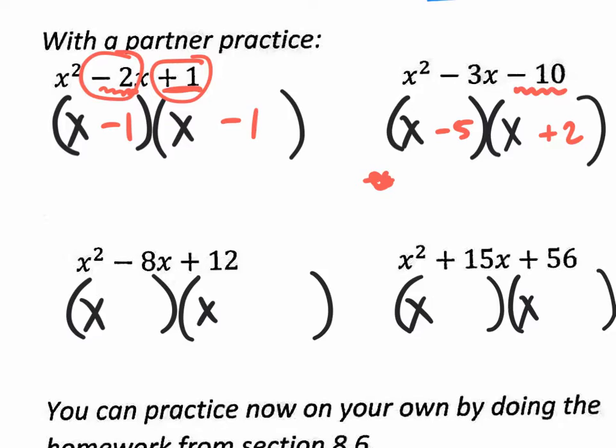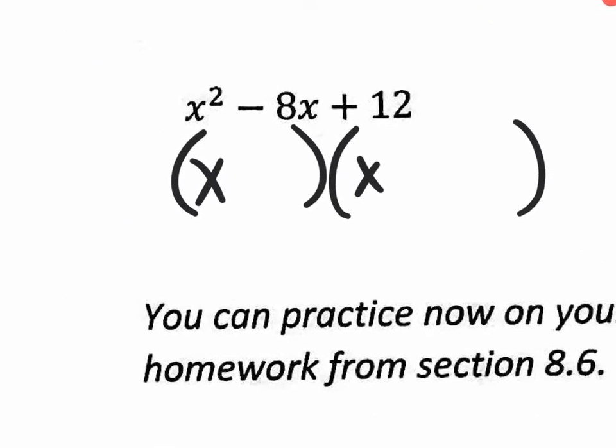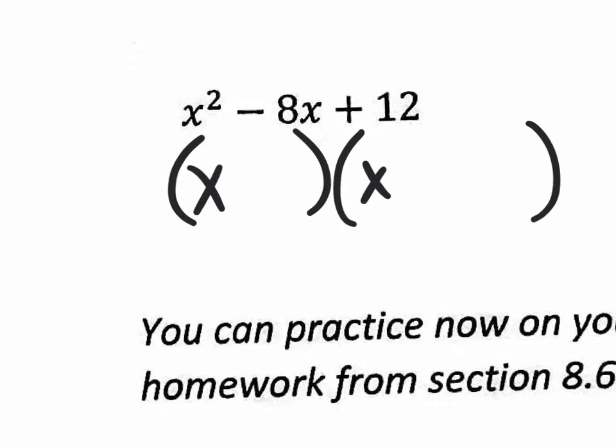Now, this next one, what times what is positive 12 that if I add together is negative 8? Negative 2 times negative 6 will give us a positive 12, and if I add them together, it really does give me a negative 8. So right now, guys, if you're feeling, man, I can't just see the answer negative 2 and negative 6.